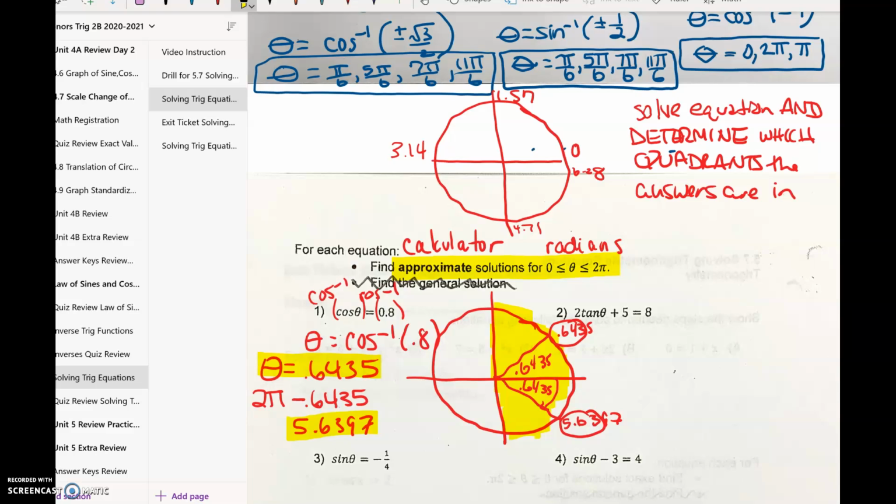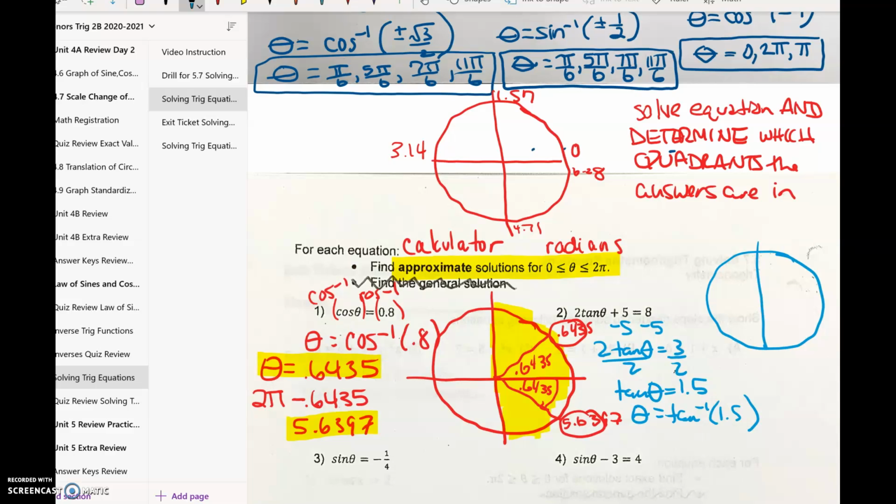Let's go ahead and do number 2. We're going to subtract 5 from each side. I'll do this in a different color just since we're kind of getting tight here. And I get 2 times the tangent of theta is 3. I'm going to divide both sides by 2, and I get that the tangent of theta is 1.5. So theta is going to be the inverse tangent of 1.5. So again, I need to draw my unit circle and determine where tangent would be positive. It would be positive in quadrant 1 and in quadrant 3.